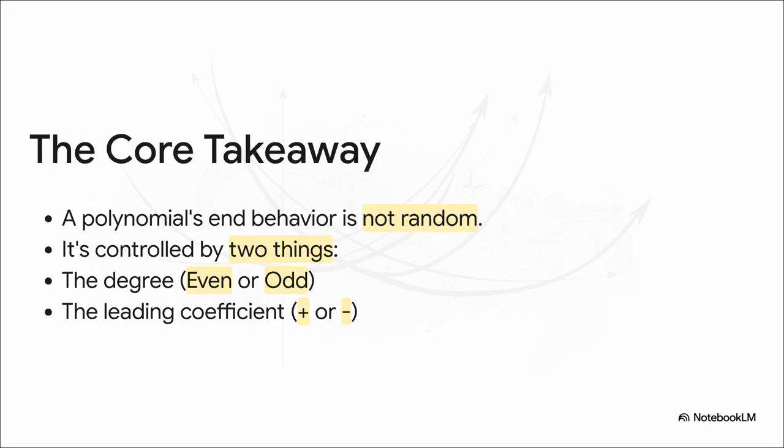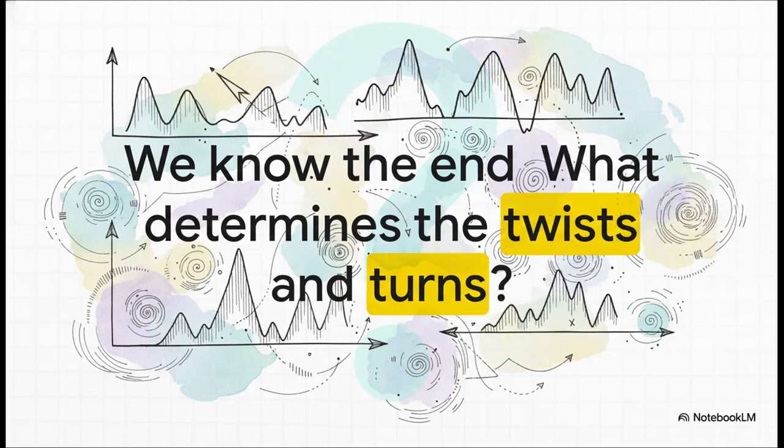A polynomial's end behavior is never, ever random. It is always controlled by just two things, and two things only: whether the degree is even or odd, and whether the leading coefficient is positive or negative. That's the whole story. Which, of course, leaves us with one last, really interesting question.